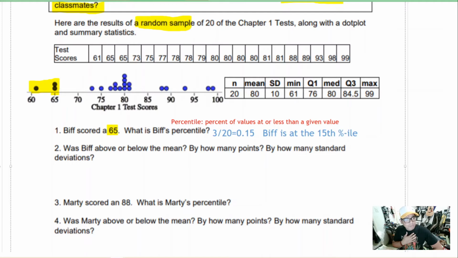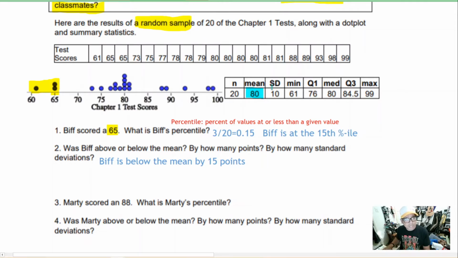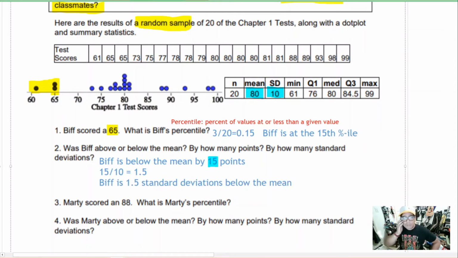So was Biff above or below the mean? Well, the mean is 80. So Biff is below the mean. He's below the mean by 15 points. How many standard deviations is that? Well, the standard deviation is 10 points. So if I just do a division here, 15 divided by 10, that's 1.5. So Biff is 1.5 standard deviations below the mean.